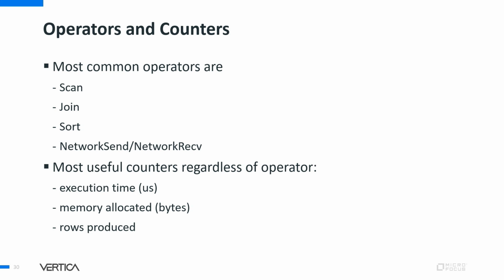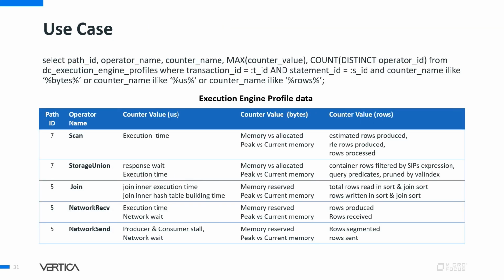Operators and counters. There are numerous operators and counters in the DC execution engine profiles. The most common operators are join, scan, sort, and network-related operators such as network send and network receive. Regardless of the operators, the most useful counters are execution time, memory allocated, and total number of rows produced. Let me show you some use cases on how to review the profiling data.